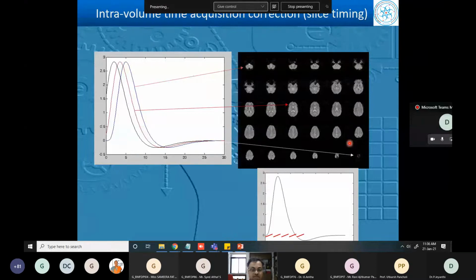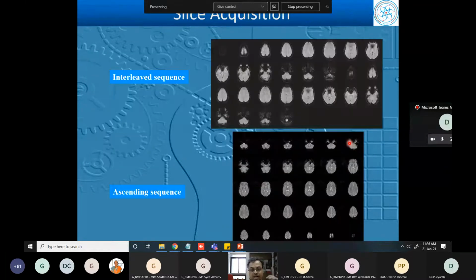This is known as slice timing correction. You do interpolation to get the brain images aligned as if they were taken in one single snapshot, not as if they were done one after the other.